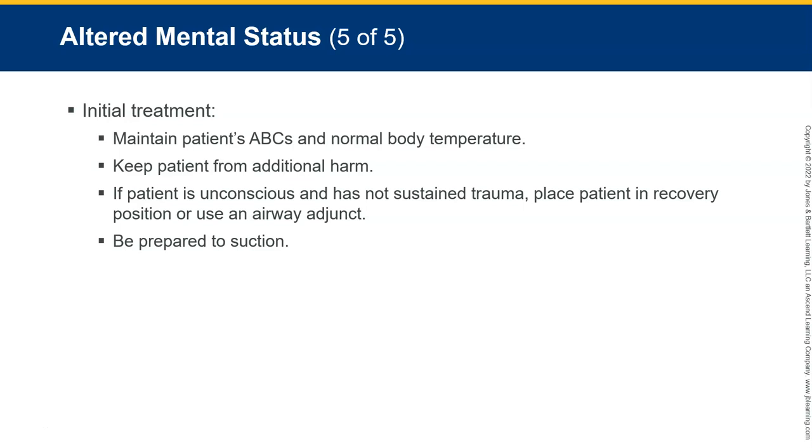We also want to maintain a normal body temperature. Obviously, we want to keep them from additional harm. So thinking about maybe they've had a seizure or something, we want to protect them. If they're unconscious and did not sustain trauma, then you can put them in that recovery position that we talked about, or use an airway adjunct to help maintain an open airway if they're doing some snoring respirations or something like that. But you do need to be prepared to suction.